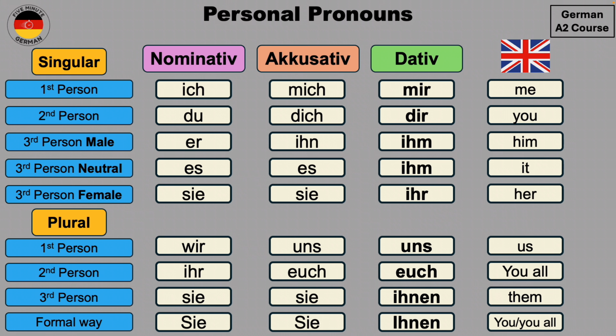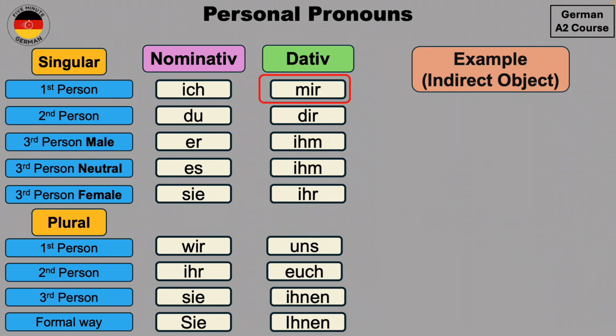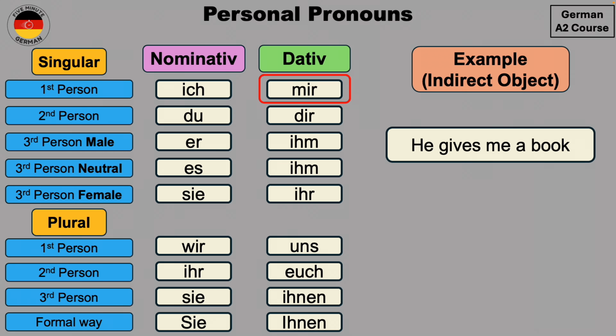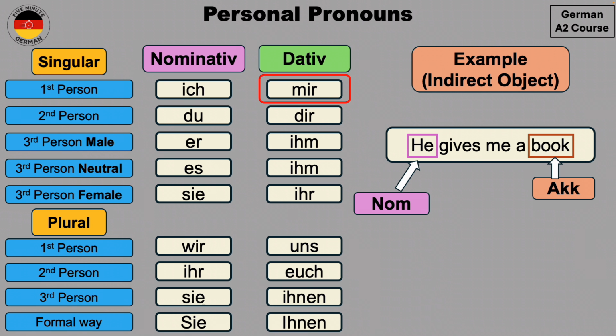So let's take an example with mir, which is the first person singular. So we have the sentence, he gives me a book. Now in this sentence, he is the nominative case because it is a subject, book is the accusative case as it is the object, and me is the indirect object or dative in this case because it is the one who is receiving the book or getting the benefit from the action.